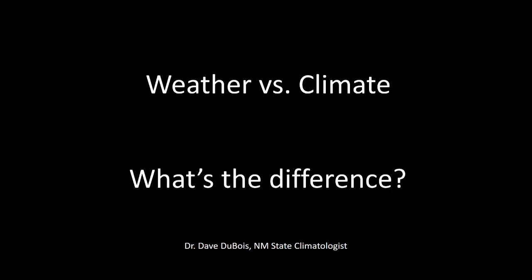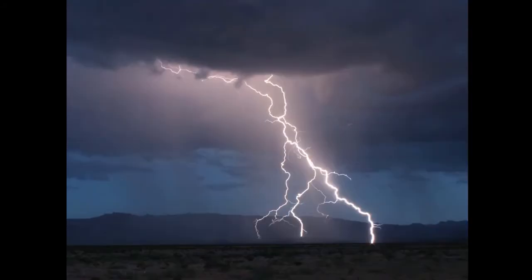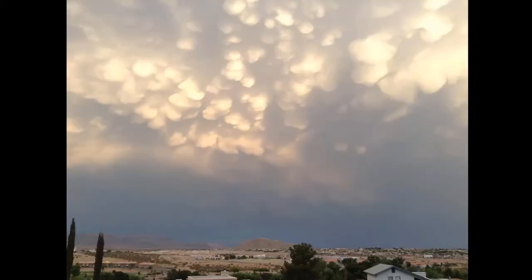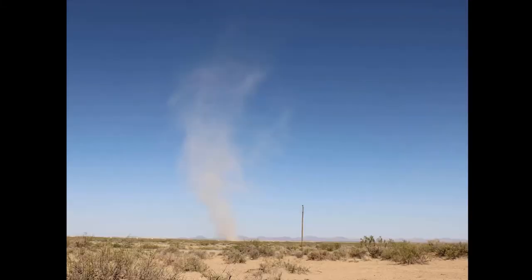What's the difference? Well, we get lots of different weather patterns in New Mexico during our summer, when we get the monsoon. And here's an example of a storm that I captured just north of Truth or Consequences. We can also get funny clouds like these. These are called mammatus clouds. Occasionally we see these right after some storms. And occasionally when it's very dry, we get dust devils like this on a very hot and dry day.